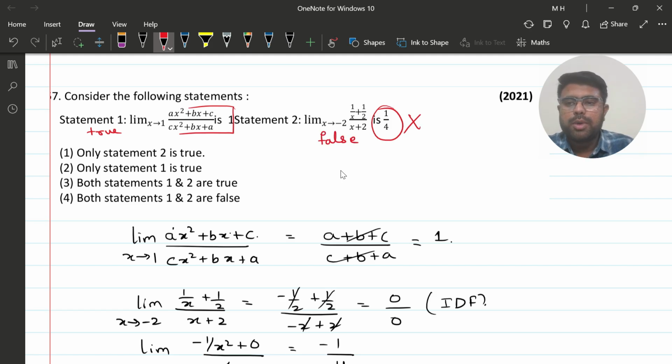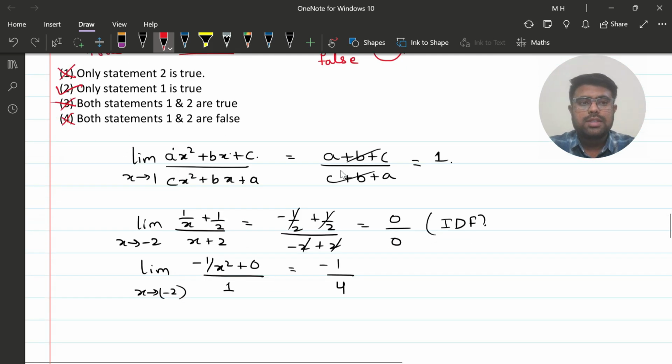So only statement 2 is true, it is wrong. Only statement 1 is true, yes, it is correct. Both statements 1 and 2 are true, wrong. Both statements are false, again wrong, because statement 1 is absolutely true. Okay, so this is what you have.